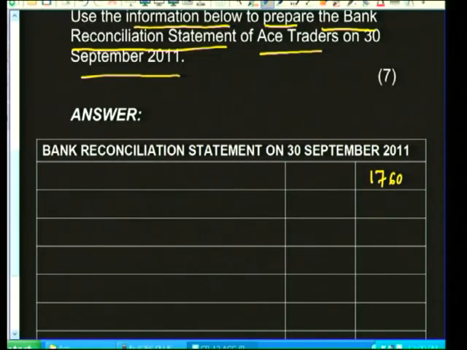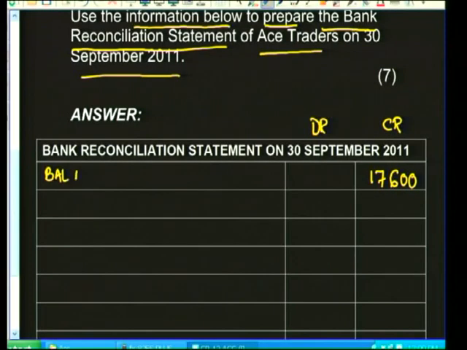So 17,600. That doesn't look too good. Let's get it clear for you. 17,600. And once again, if that's my debit column, there's my credit column. Remember, it said a favorable bank balance, meaning a credit balance, and therefore this will be my balance as per bank statement. Okay. So there I've got that.